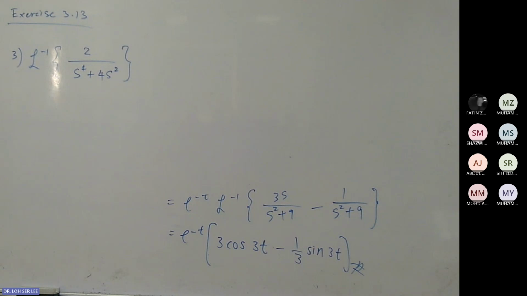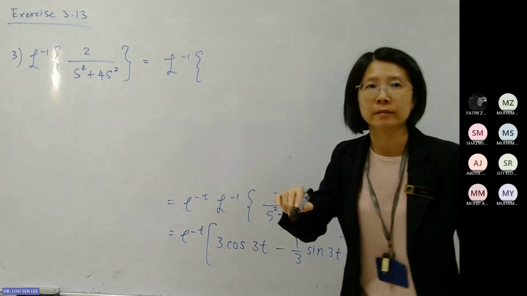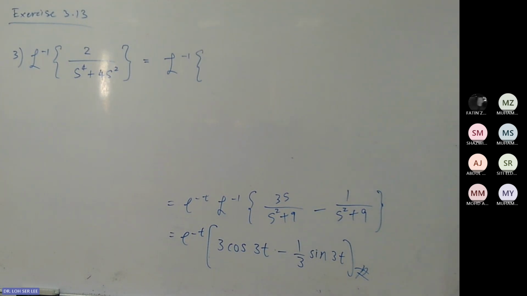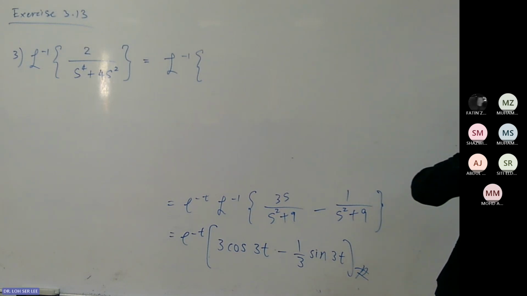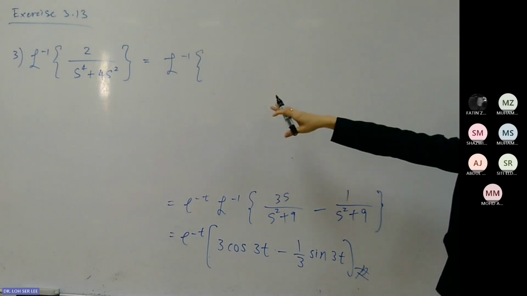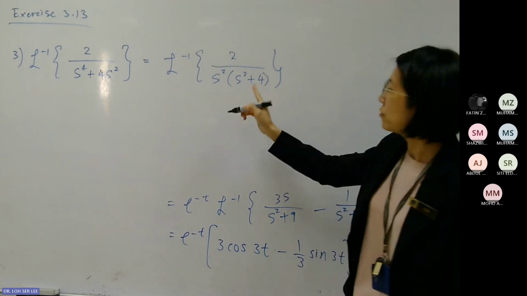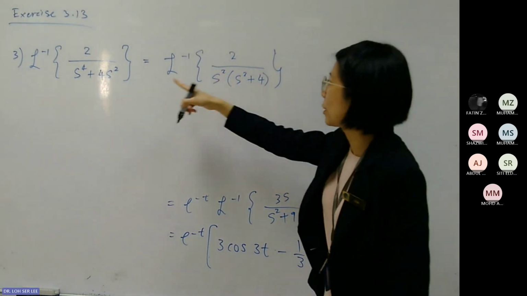Okay, number 3. How to solve this? s to the power 4. Any idea? Okay, this one, we have to factorize. We have to factorize so that you have s squared plus 4. After you factorize, you will see that we have to use the convolution theorem, because of s to the power of 4.